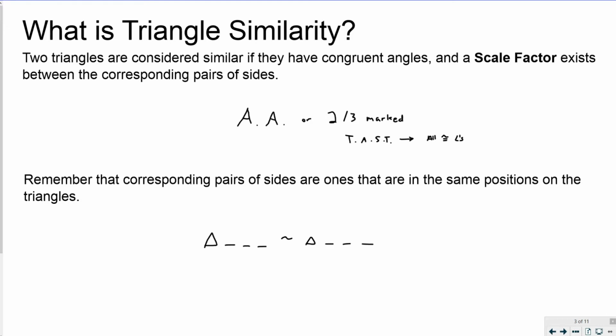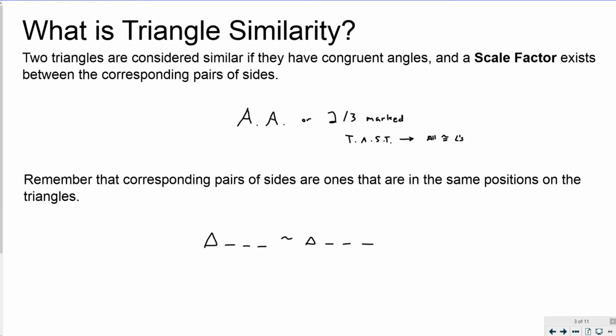So what is triangle similarity? Two triangles are considered similar if they have two congruent angles and a scale factor exists between them. You can use any two, or two out of three of them are marked. If you know all of that information or any of that information, the triangle angle sum theorem kicks in and means that all of the angles are congruent. If two out of three are congruent for both pairs, then the last one must also be congruent.